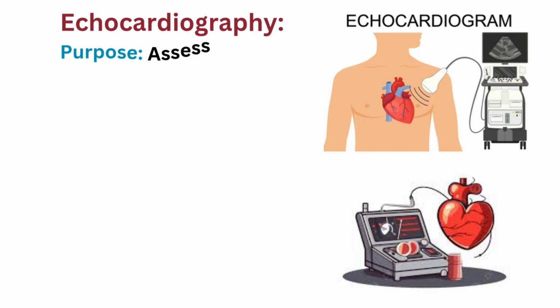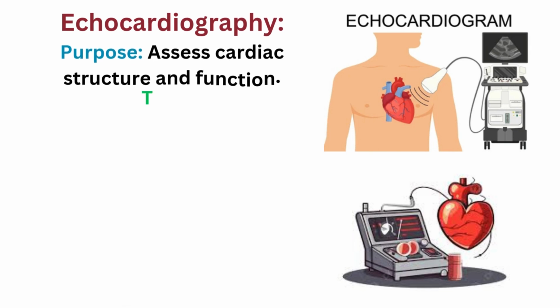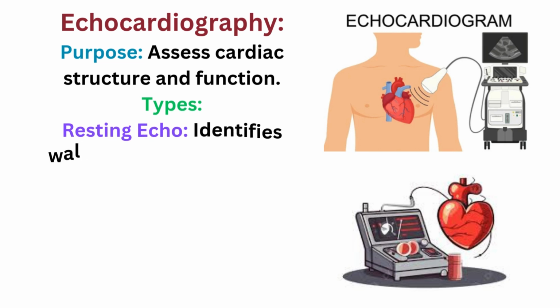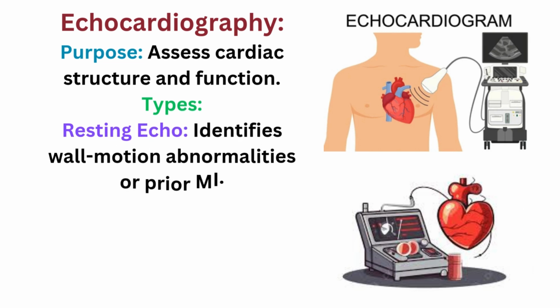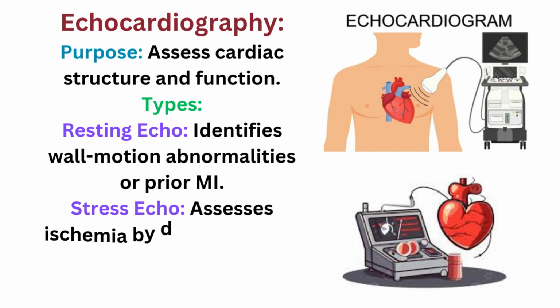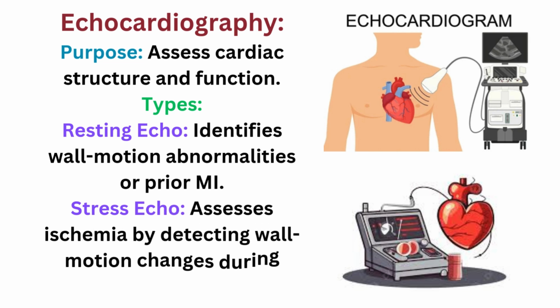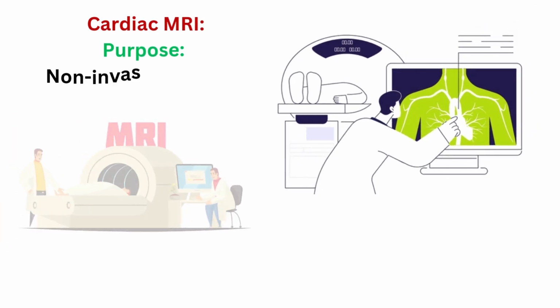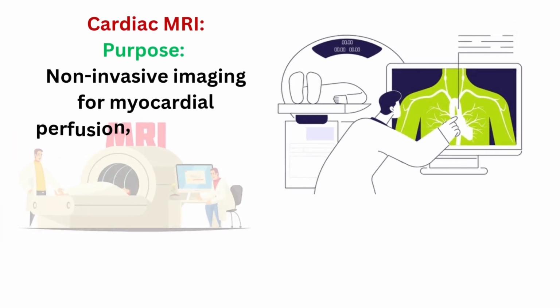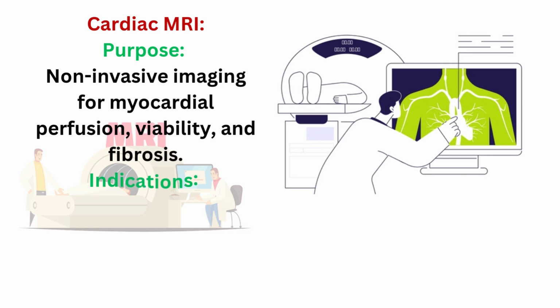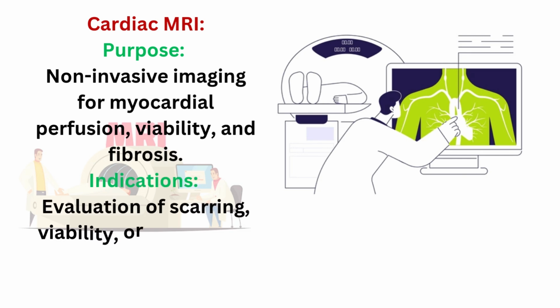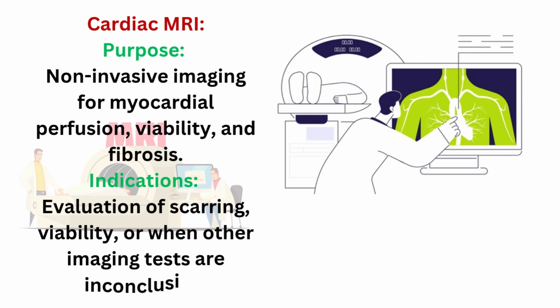Echocardiography. Purpose, assess cardiac structure and function. Types, resting echo. Identifies wall motion abnormalities or prior myocardial infarction. Stress echo. Assesses ischemia by detecting wall motion changes during stress. Cardiac MRI. Purpose, non-invasive imaging for myocardial perfusion, viability, and fibrosis. Indications, evaluation of scarring, viability, or when other imaging tests are inconclusive.